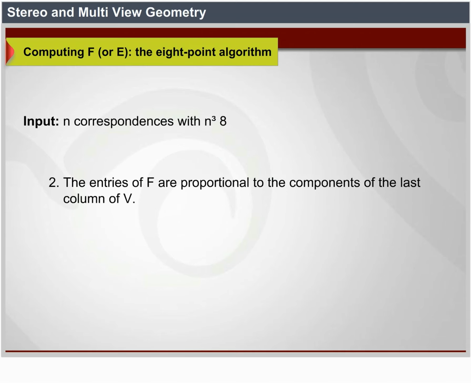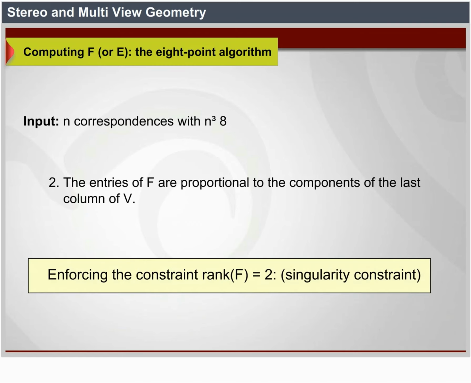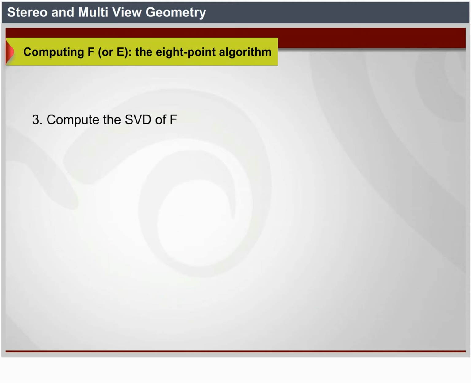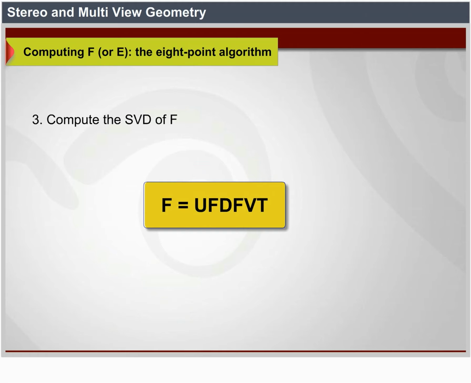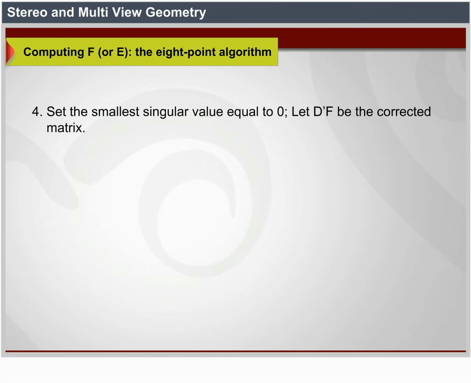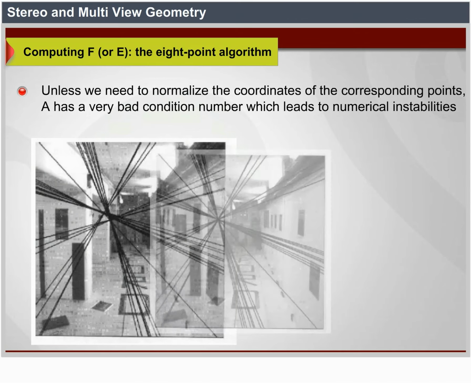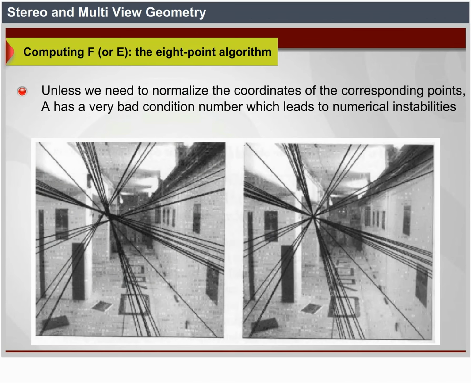Enforcing the constraint rank F equals 2, the singularity constraint. Compute the SVD of F: F equals UF DF VF transpose. Set the smallest singular value equal to 0. Let D-F-tilde be the corrected matrix. The corrected estimate of F is given by F equals UF D-F-tilde VF transpose. We need to normalize the coordinates of the corresponding points, otherwise A has a very bad condition number, which leads to numerical instabilities.